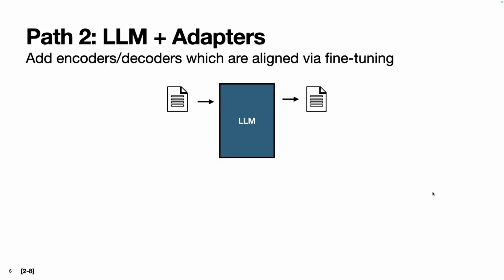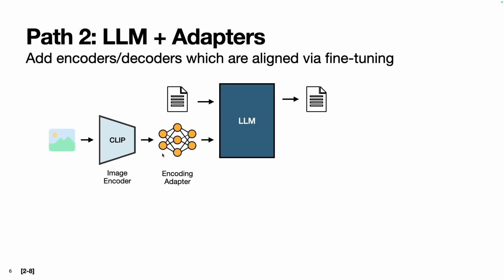To show what this looks like, we still have our LLM, which only takes in text and outputs text. Then let's say we wanted to add images. We can use a so-called image encoder like CLIP, which takes the image and translates it into a dense vector representation. And then what we can do is train a relatively small number of parameters called an adapter to translate the dense vector representation of the image encoder to a representation that is compatible with the LLM's internal concept space.